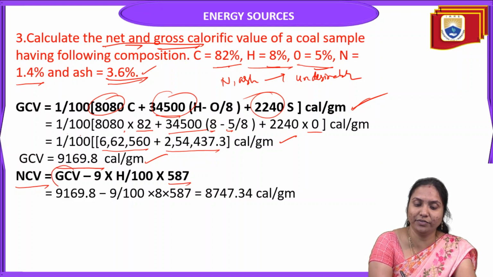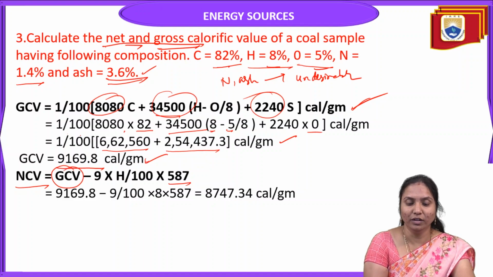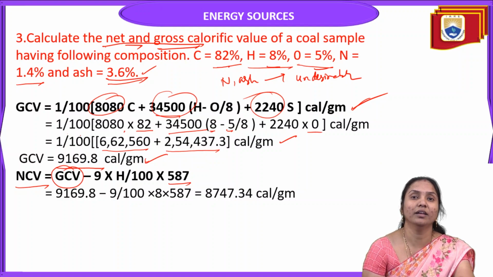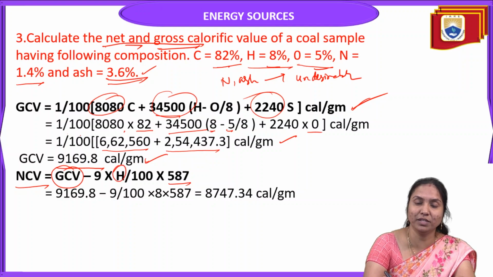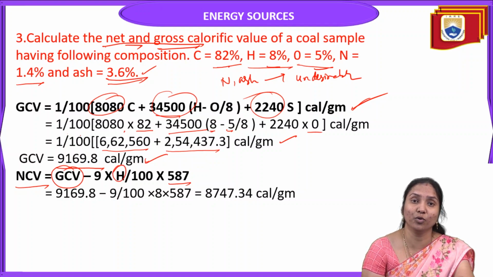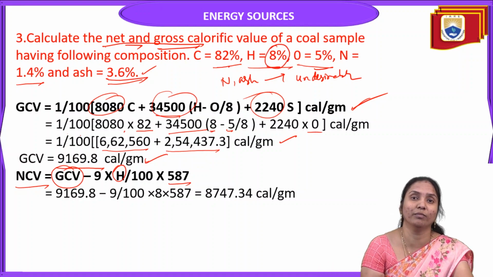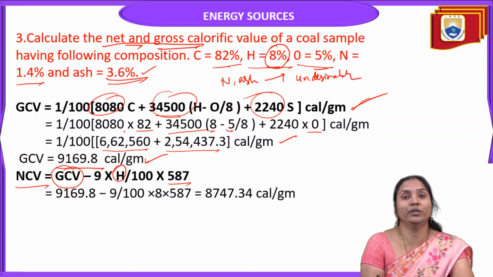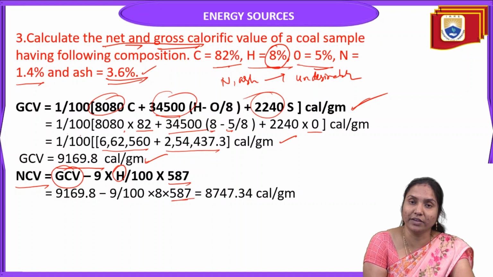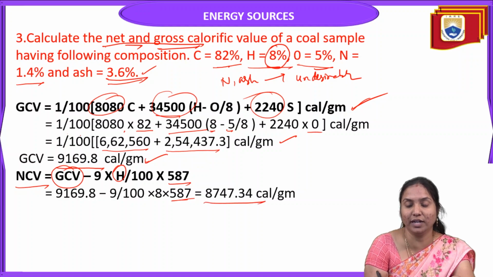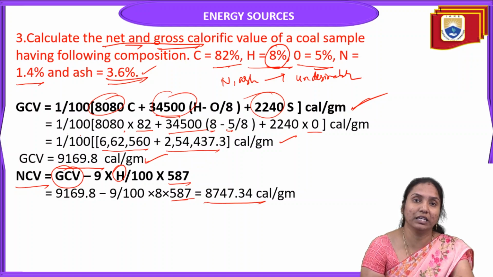Here the GCV value we just calculated is 9,169.8 minus 9 by 100 into the percentage of hydrogen present in the coal sample. It's given as 8%, so we substitute it in this formula: minus 9 by 100 into 8 into 587, where 587 is the latent heat. After calculation, we get 8747.34 calorie per gram. This is the net calorific value of the given coal sample.